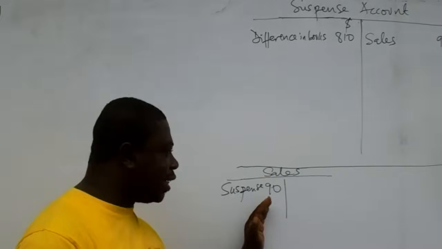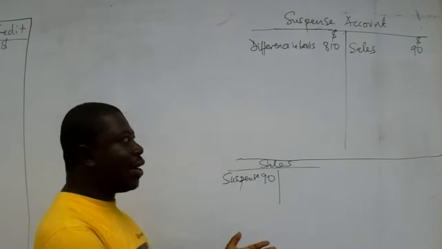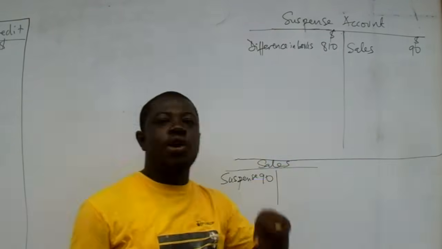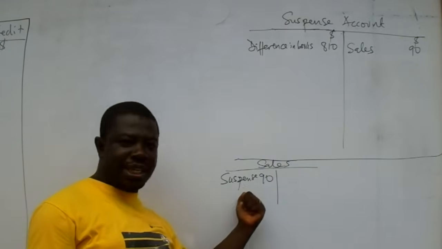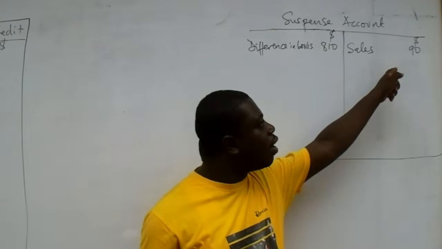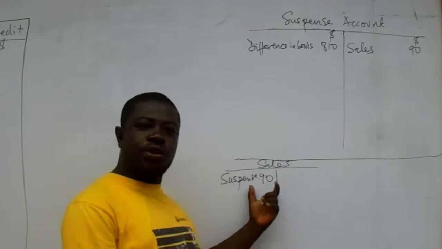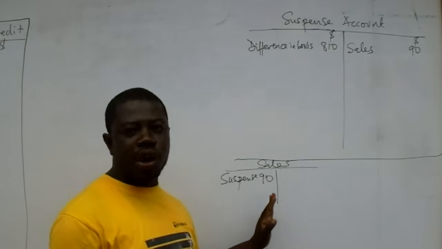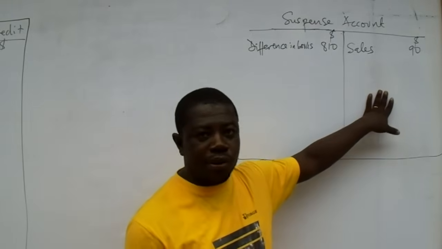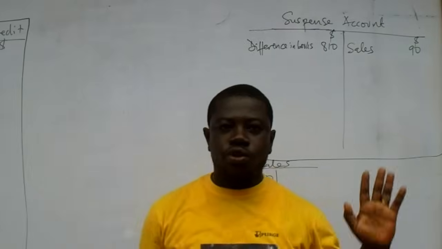This working I did down here is not part of the requirement. I just did it so that you understand why I am putting sales on the credit of the suspense account. It is because when I am correcting, I am supposed to debit the sales, and so that means that I'm supposed to credit the suspense account with the 90. You can still do this as workings in your answer booklet somewhere, and make sure that it's visible. But this is the main requirement: sales will appear on the credit of the suspense account.